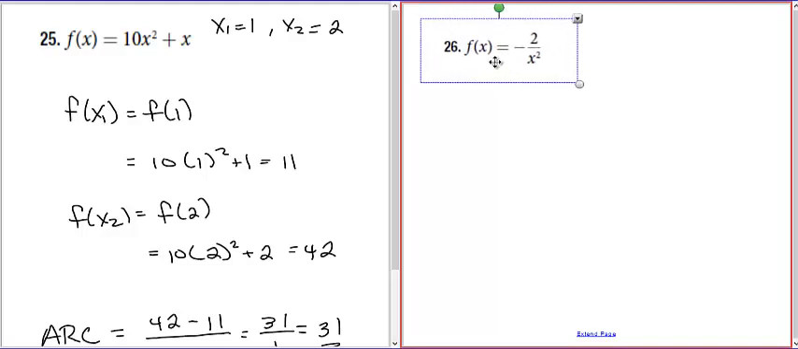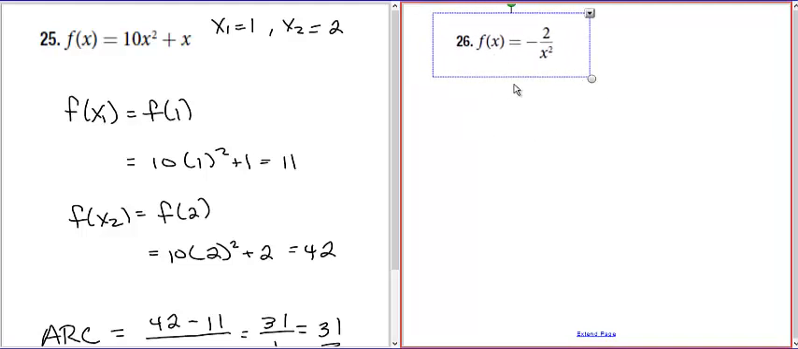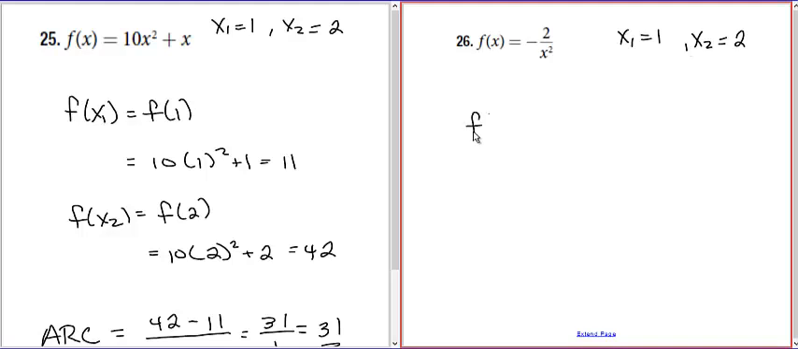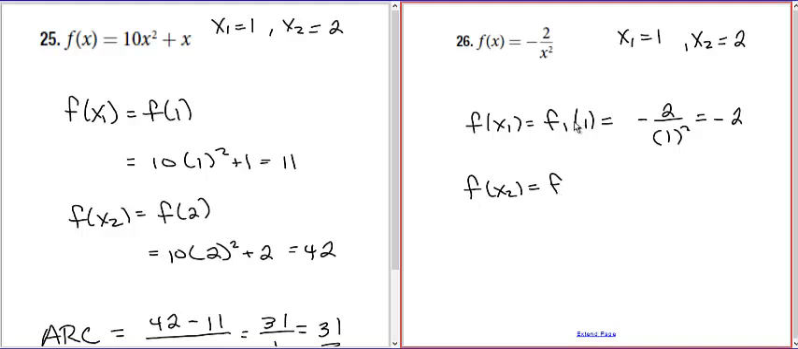Then the last one is this. Now this is a reciprocal function, so I think it's going to have a negative rate of change. So again, x1 equals 1. x2 equals 2. So we do f of x1, which is f of 1, which is negative 2 over 1 squared, which is negative 2. And then we do f of x2, which is f of 2. So that's negative 2 over 2 squared, which is negative 1 half. 2 divided by 4 is a half.